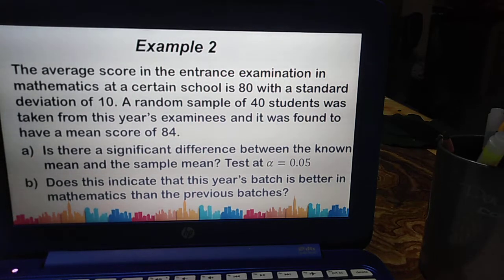Our first question is, is there a significant difference between the known mean and the sample mean at a level of significance of 0.05? Second question will be, does this indicate that this year's batch is better in mathematics than the previous batches?